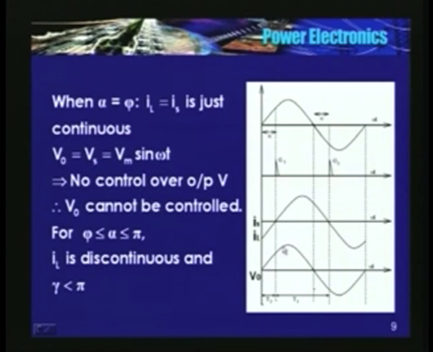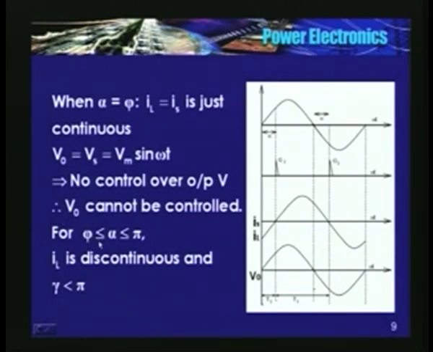And V naught is equal to Vi. At this instant T1 is triggered, it continues to conduct till pi plus alpha. At that instant current becomes 0, so T1 turns off, immediately T2 is triggered. So it goes on. Okay, so output voltage cannot be controlled, or in other words, output voltage is equal to the input voltage.